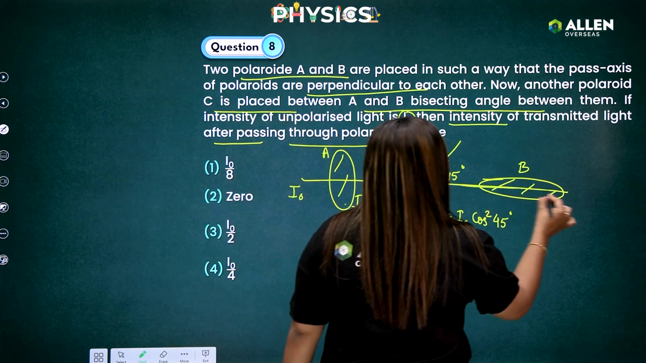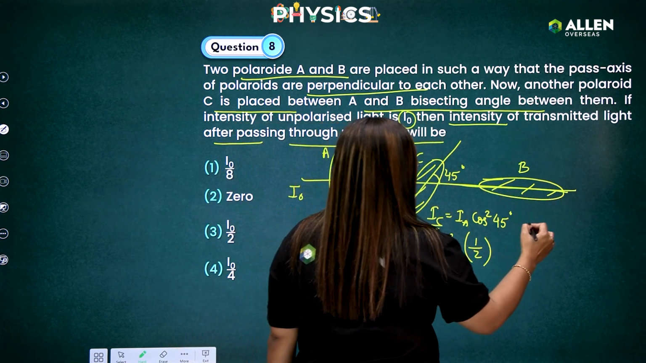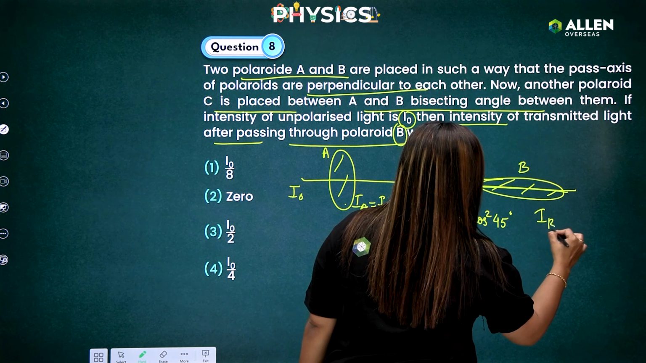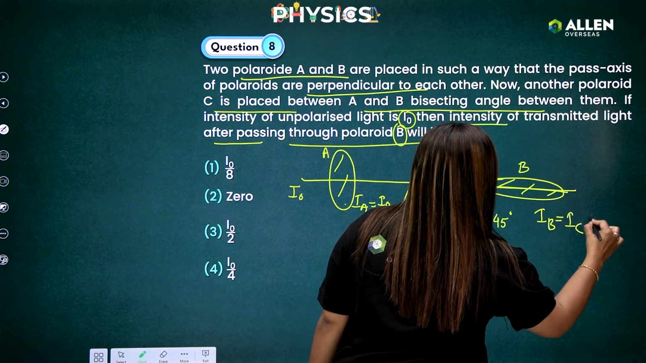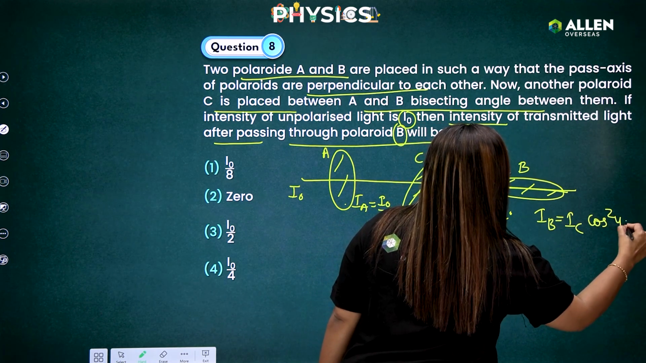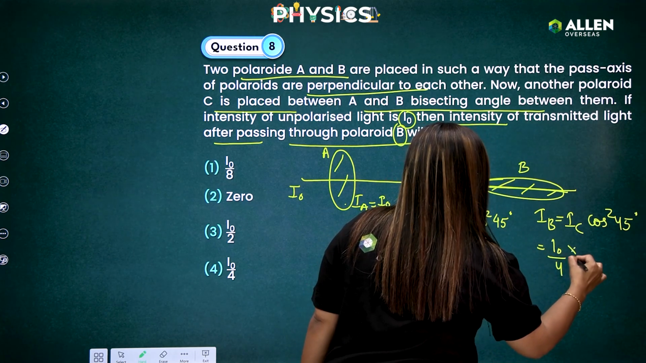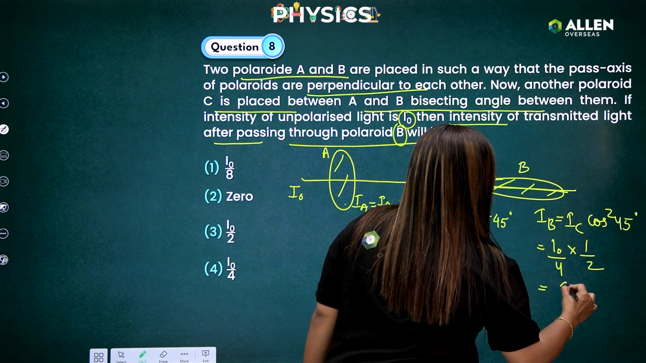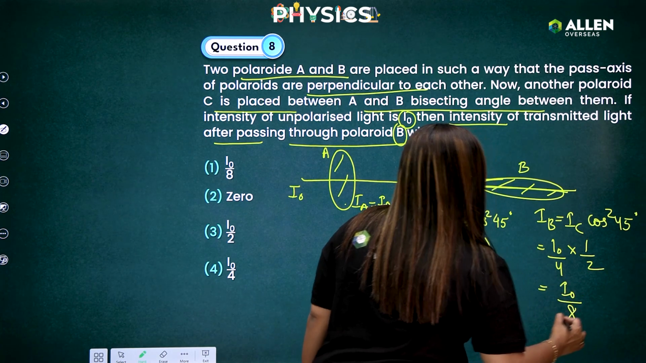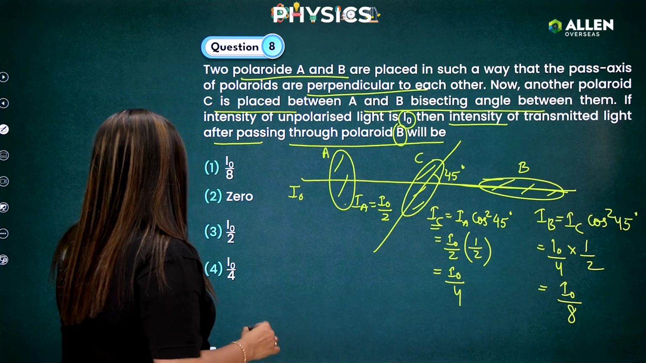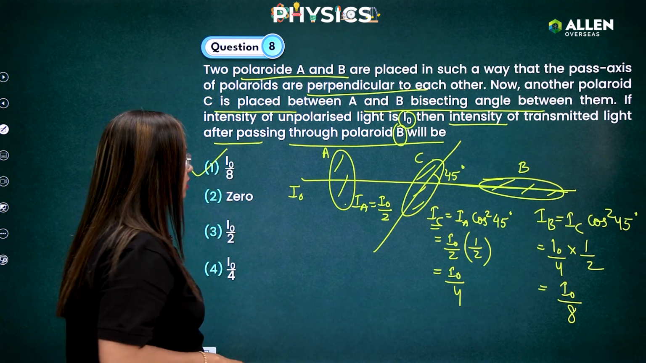So here you can see that the angle is again 45 degrees. So in order to find out IB, we can write here IC cos square 45 degree. So IC is I naught upon 4 into again 1 by 2. So it is I naught upon 8. This is the answer to our question. It is given in option number 1.